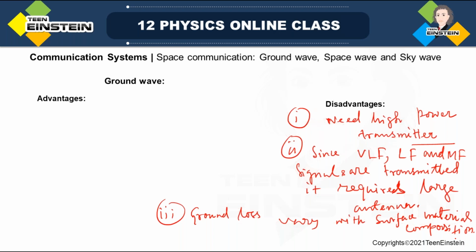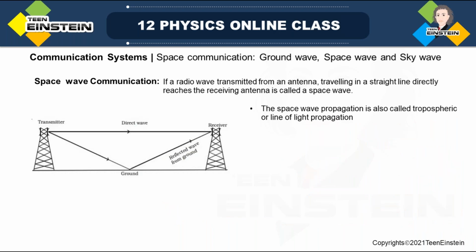Now we'll go to the other one, that is the space wave. So as I said, space wave is actually a direct method. Directly the wave signal can be transmitted from one place to another. If a radio wave is transmitted from one antenna, travels in a straight line directly and reaches the receiving antenna, it is called a space wave.